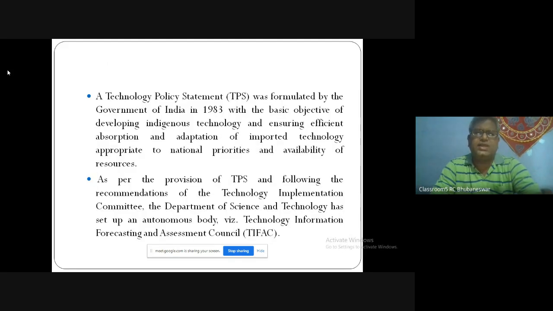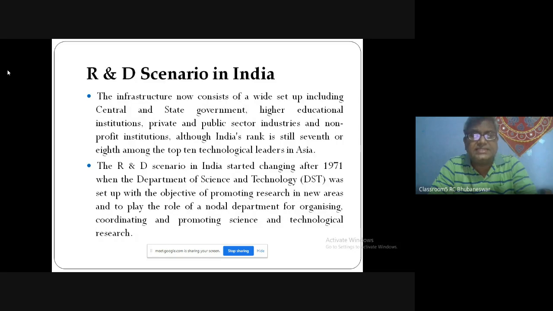My dear students, in a developing country like ours, the government is also formulating different types of collaborative approaches. And the government of India first introduced a technology policy statement in 1983. Before 83, the government of India was not focusing on any type of technology. This is the way through which you can adopt a new technology or focus on priority areas through availability of resources. So some organizations are there, like the Technology Information Forecasting Assessment Council, and the Department of Science and Technology, you may call it DST, is also there.